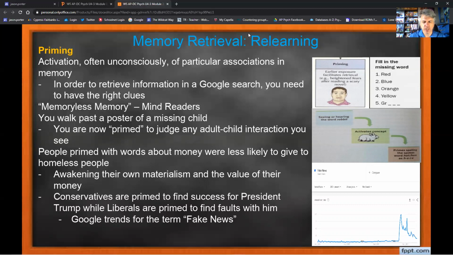So I'm looking for things to sort of keep my mind in it. If somebody tells you there's an Amber Alert and a kid's been abducted, suddenly you're looking at all these parents with kids. Is that really your kid? And we're primed to find those particular things.